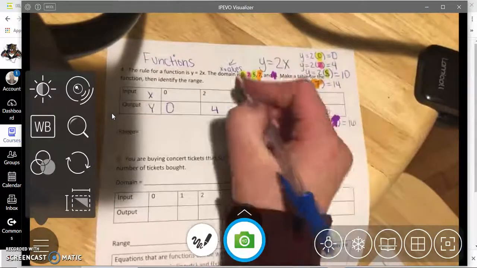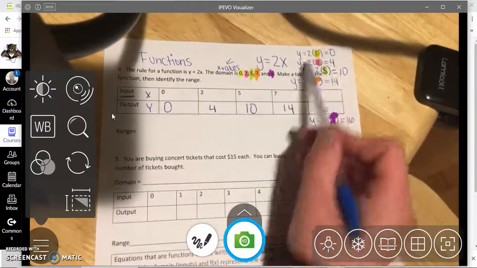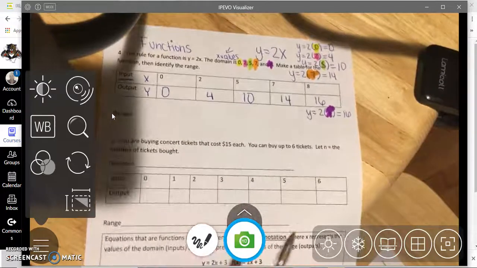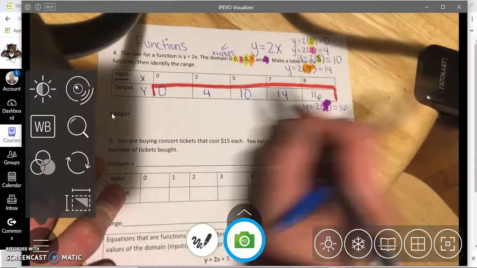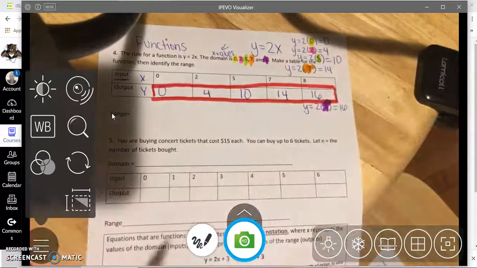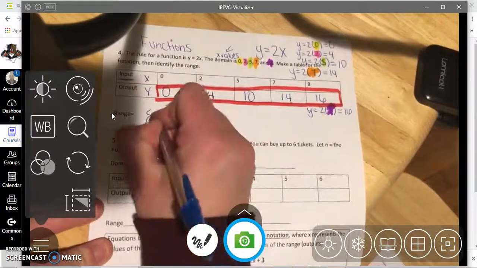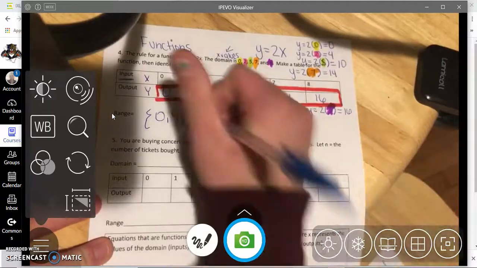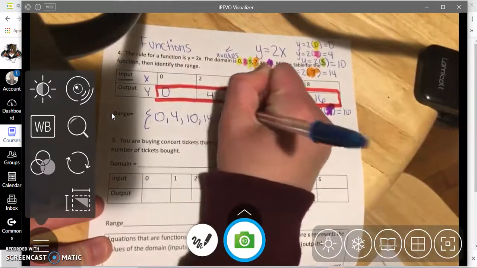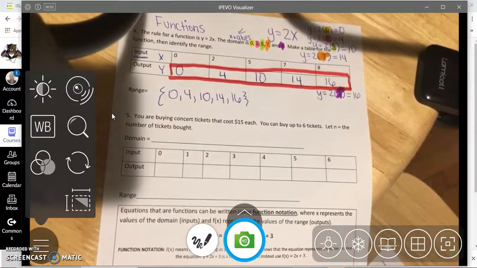So if our domain is all of our x values, then our range is going to be all of these y values. So our range is all of our y values. So we would write, this is called set notation, 0, 4, 10, 14, and 16. That would be our range, whatever comes out when we put something in.